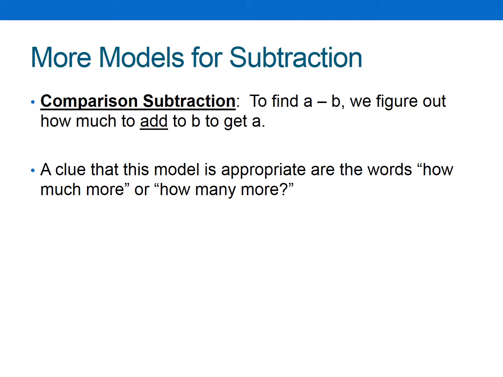One that does occasionally confuse some students is comparison subtraction. And that tells us that A minus B is what I need to add to B to get back to A. And a clue that this is really the model we're using, in a story problem, you'll see something that says how many more, how much greater than, those kinds of words.